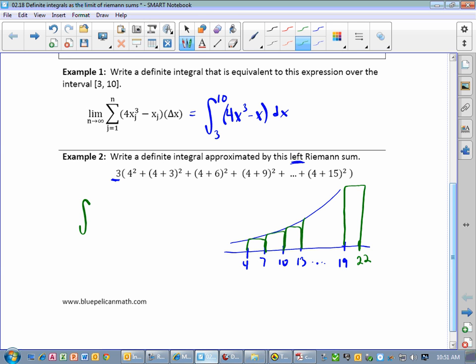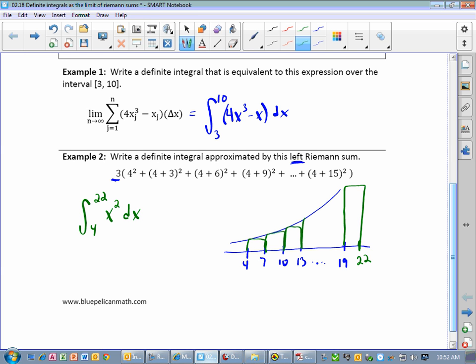And we're going from what to what? 4 to 22. Exactly. So a left Riemann sum doesn't include that last number. So we need to make sure we add on one more width to get to the end of our interval. And our function here is x squared dx. Because it's a left Riemann sum, it's leaving off the last x value. This is f of 4, f of 7, f of 10, f of 13, f of 16, f of 19. It's a left, so that means there's one more x value we're leaving off, 22.